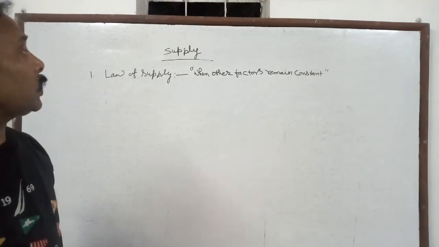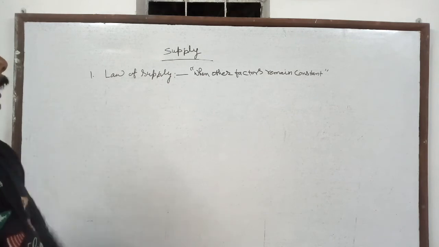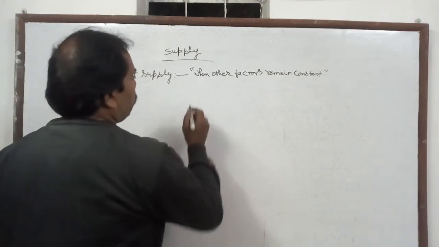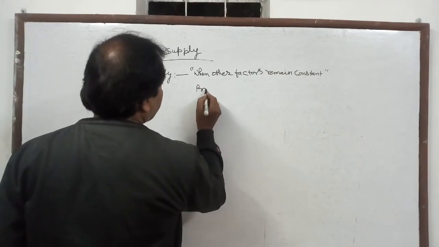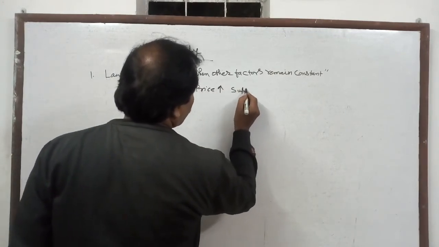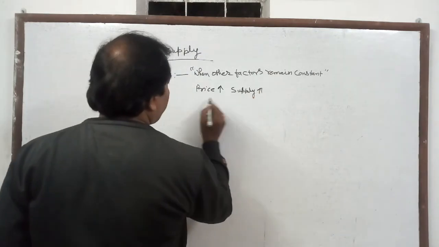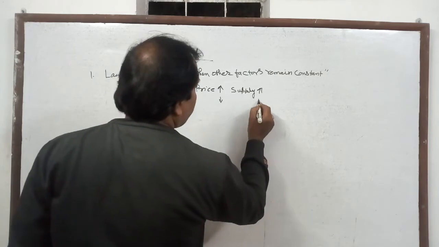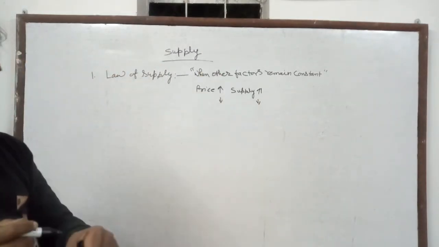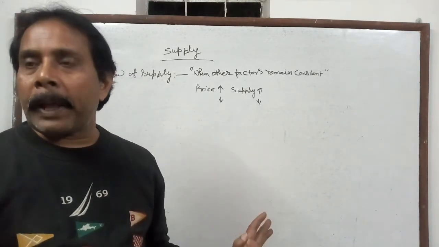In that situation, what will happen in the case of the law of supply? The law of supply states that when the price increases, supply will also increase, and if the price decreases, supply will also decrease, when other factors remain constant. This is known as the law of supply.